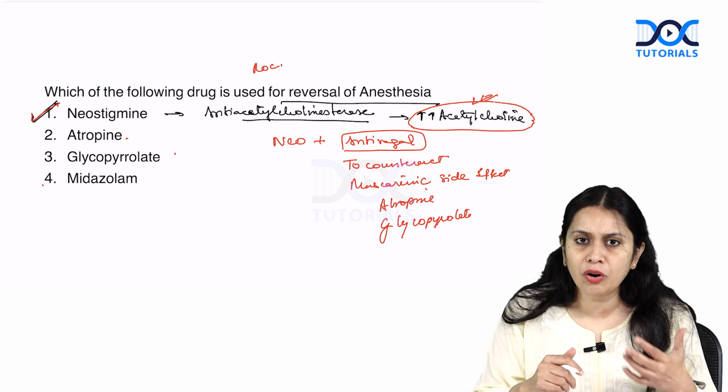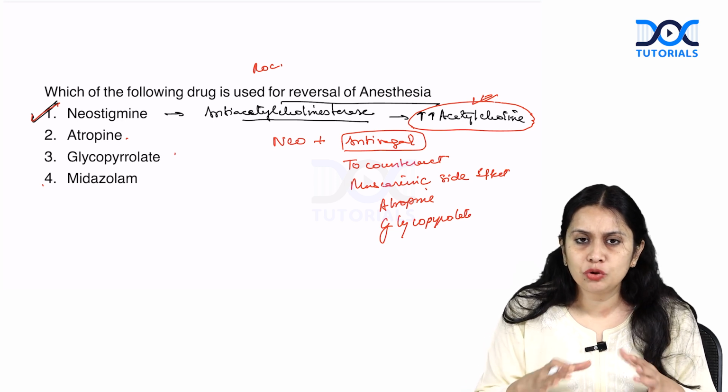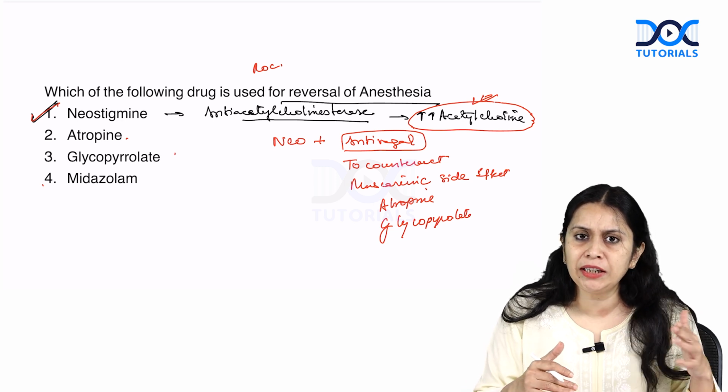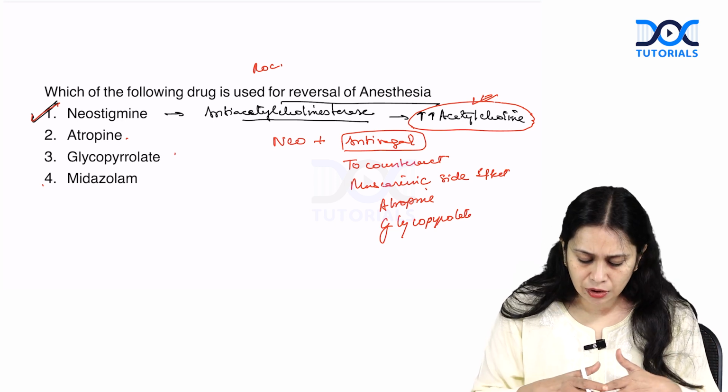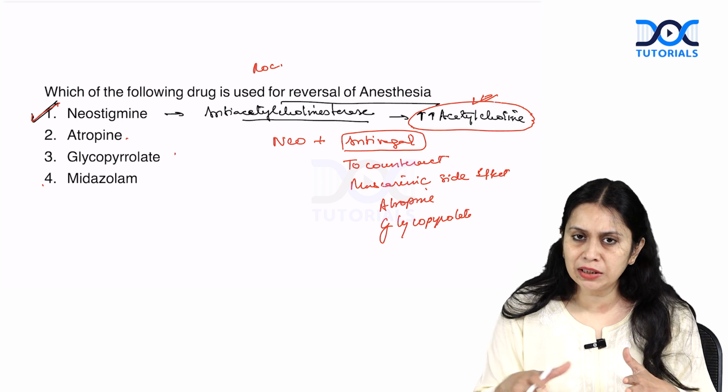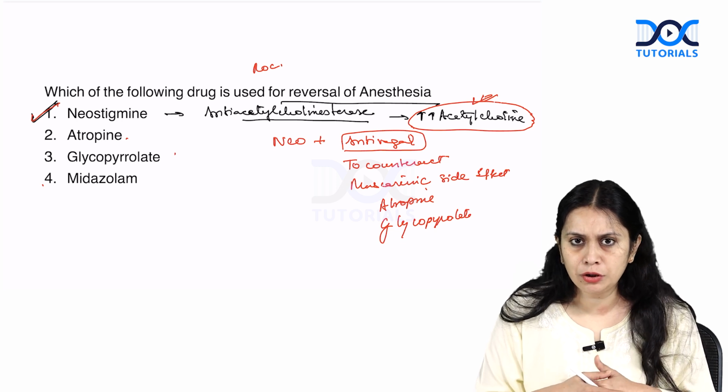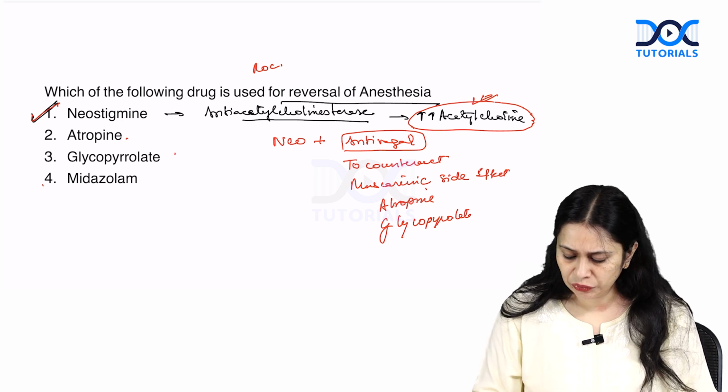Your neostigmine only acts at a particular time point. It cannot cause reversal at any time. Sugammadex can cause reversal at any time, and of any dose of neuromuscular blocking agents, right? So this is the answer here. Sugammadex is not there, so I'm answering neostigmine. Okay, so these were the questions which were asked.